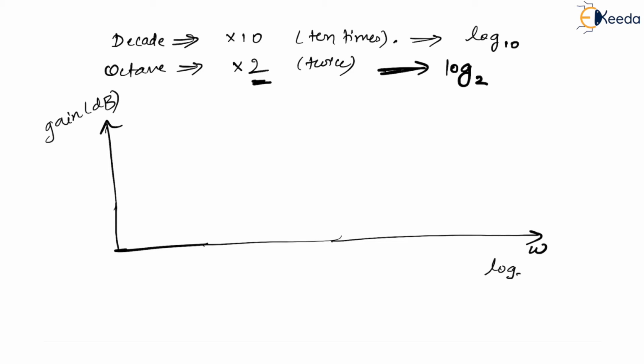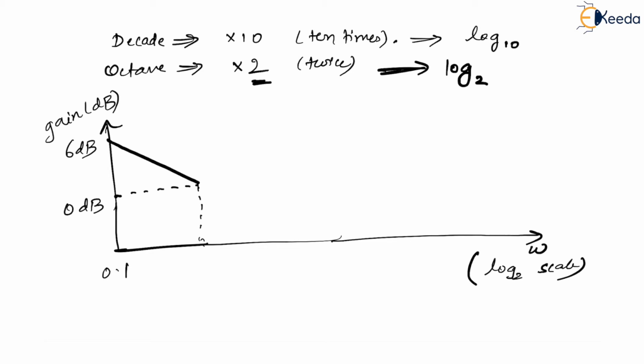Let me have this omega. Let me just write log to scale. Log to the base 2 scale. Okay. So let me have this one here this way. This is 0 dB. Let me have this to be 6 dB. This is 0.1. Now, what will be the next one?